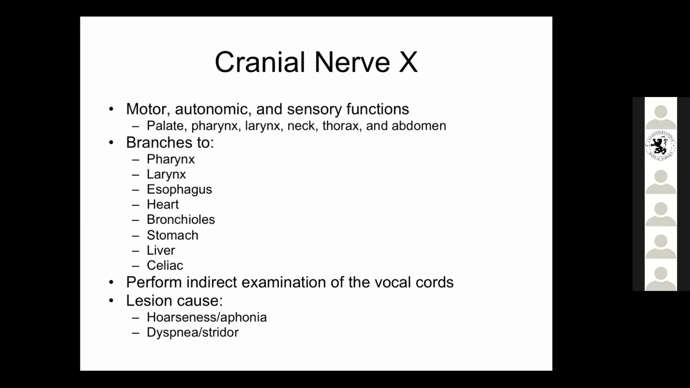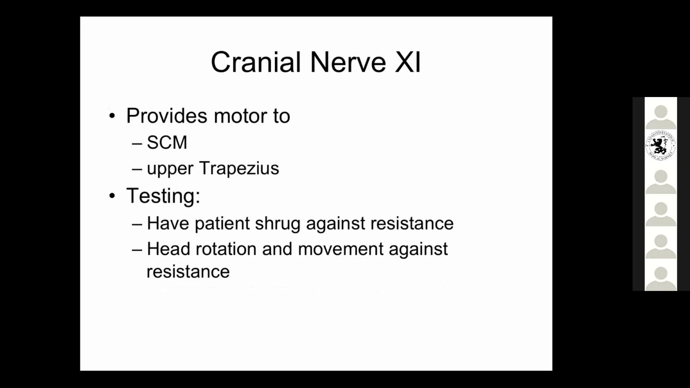Cranial nerve 10, the vagus nerve, has motor, autonomic, and sensory functions. It means it provides innervation for the palate, the pharynx, the larynx, the neck, the thorax, and the abdomen. And it has several branches to the internal organs. The most notable lesions on physical examination, which you would be able to notice, are dysphagia, dyspnea, stridor, hoarseness, and aphonia. Other lesions cannot be so much noticed.